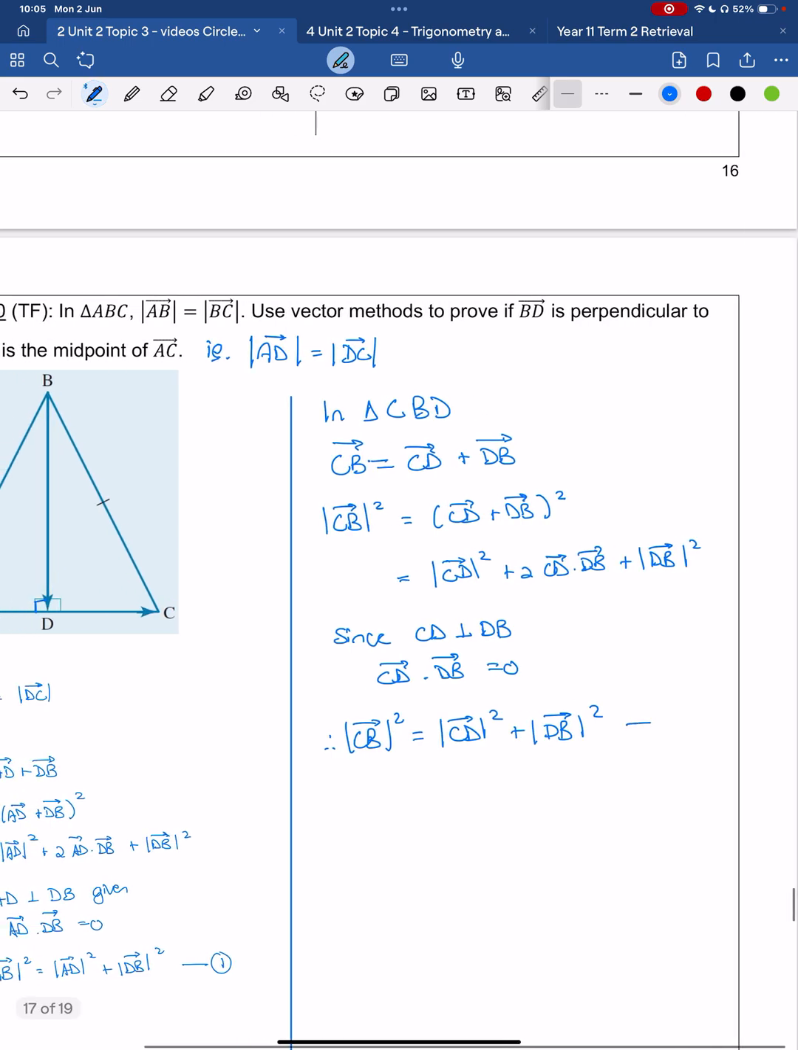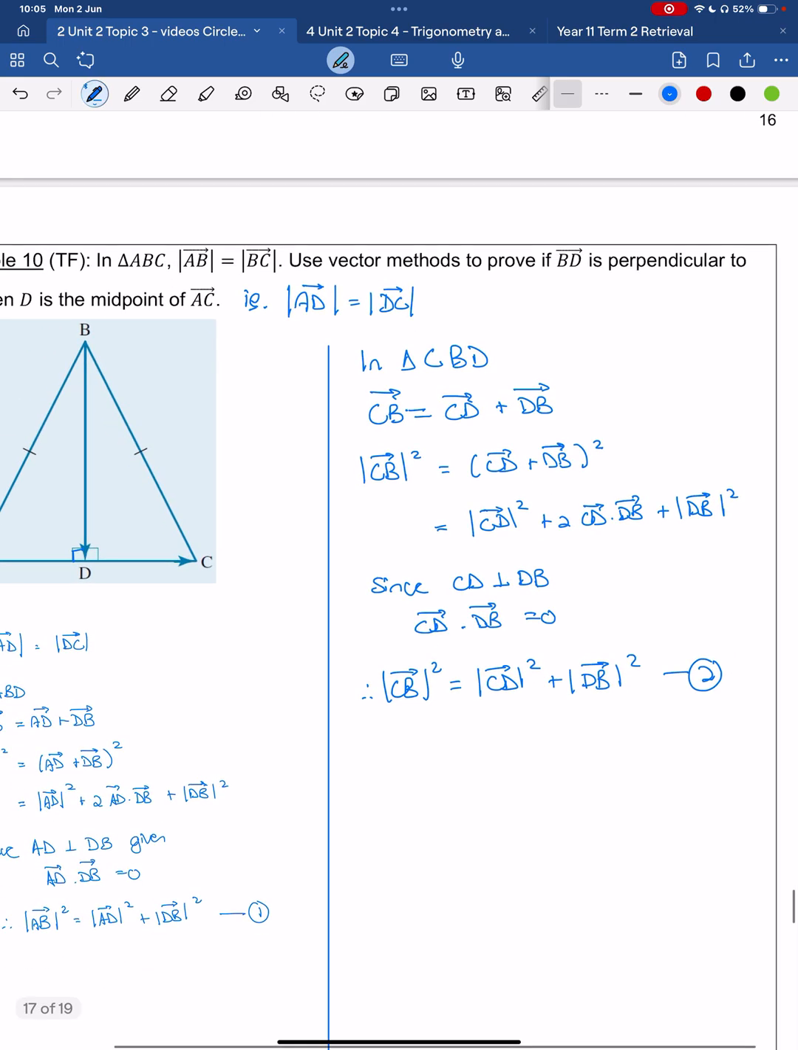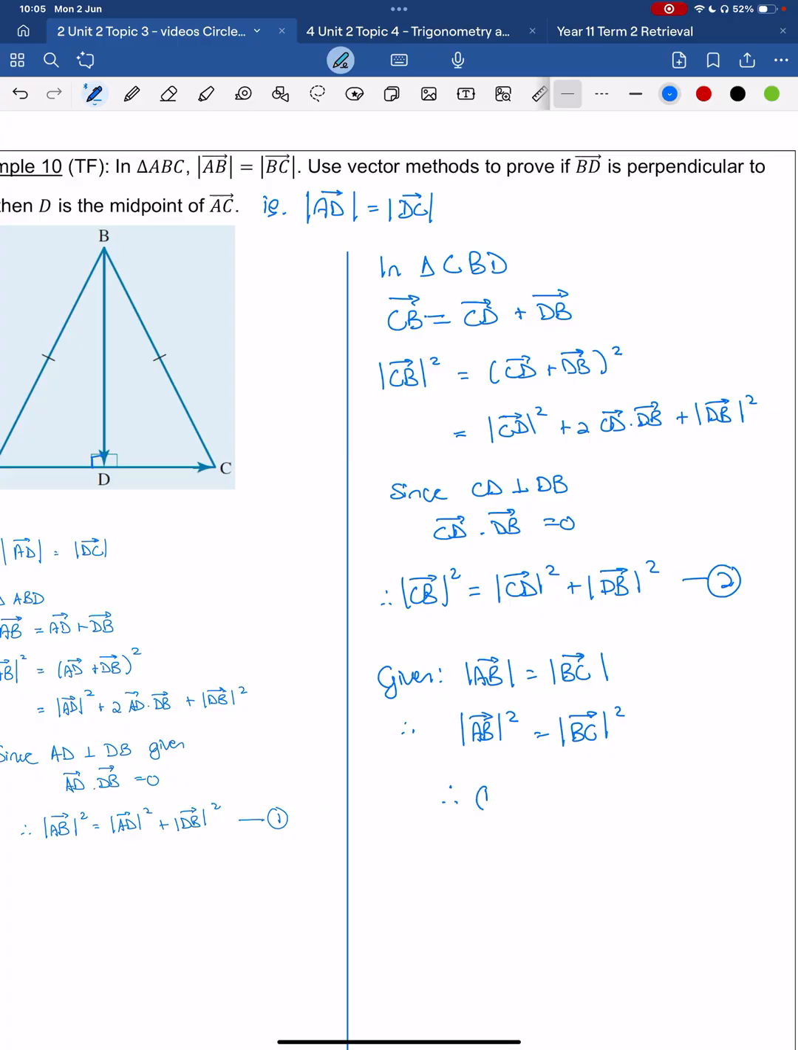Okay, so let's make that equation 2, and let's see if we can find a way to relate those. In what we were given, we know that AB is equal to BC. So therefore, AB squared must equal BC squared. Okay, so if the magnitude of a line is the same, then the square of that magnitude is the same. So therefore, I can say equation 1 equals equation 2.